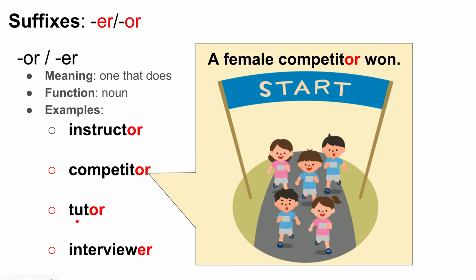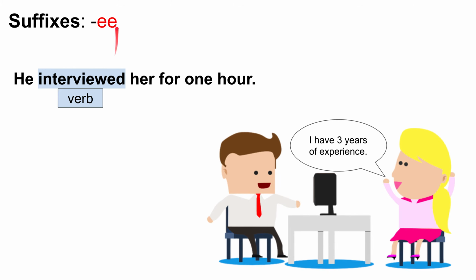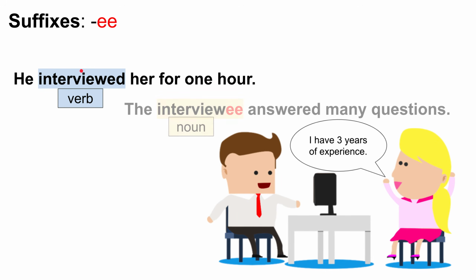There's tutor. Okay, then we have interview, the verb, interviewer, the noun. Moving forward now, we have ee. Okay, for example, he interviewed her for 1 hour. Here, interview is a verb, okay? But the interviewee answered many questions. Interviewee here is a noun. We added the suffix ee. We changed the verb interview into a noun.